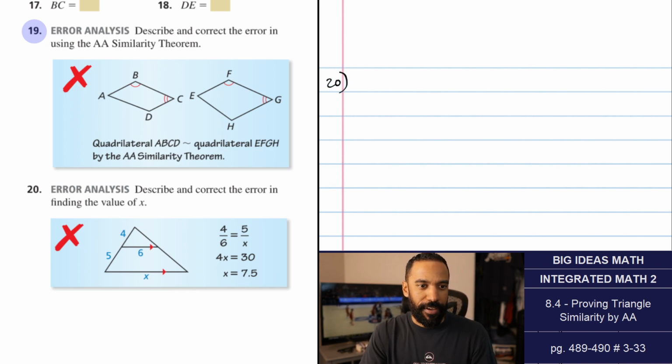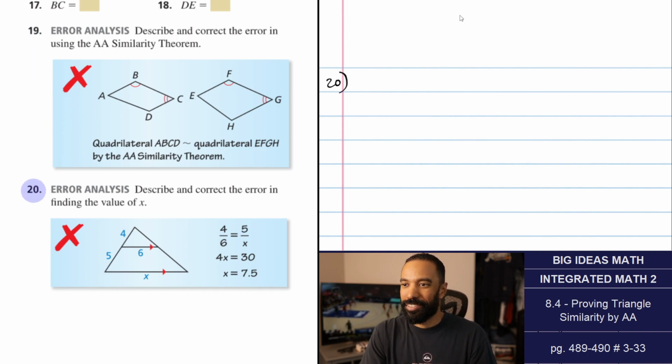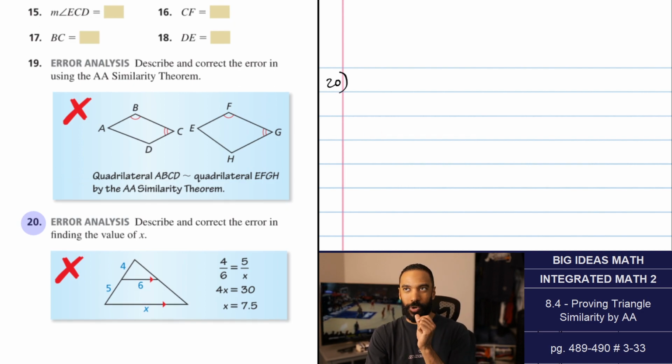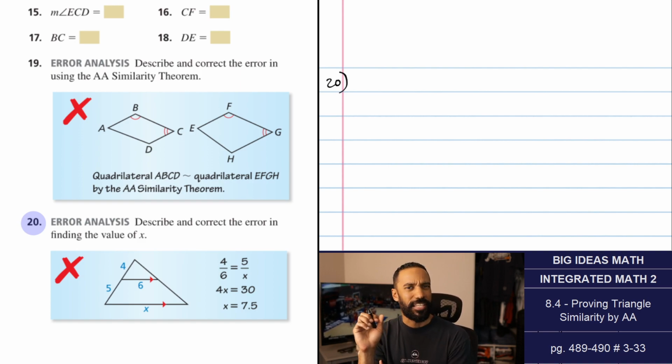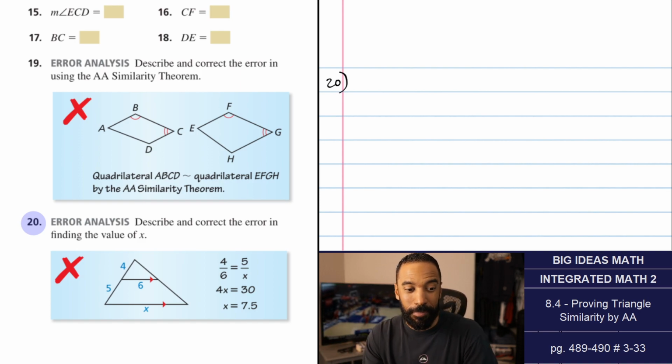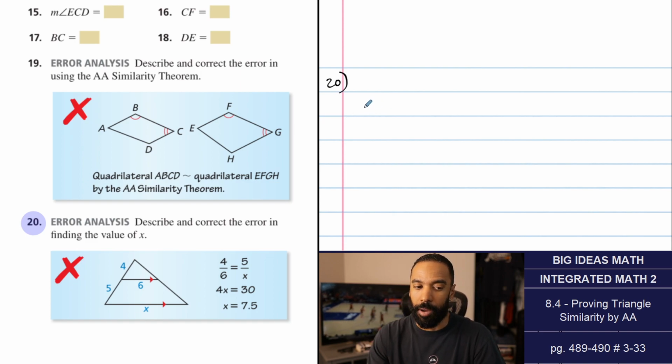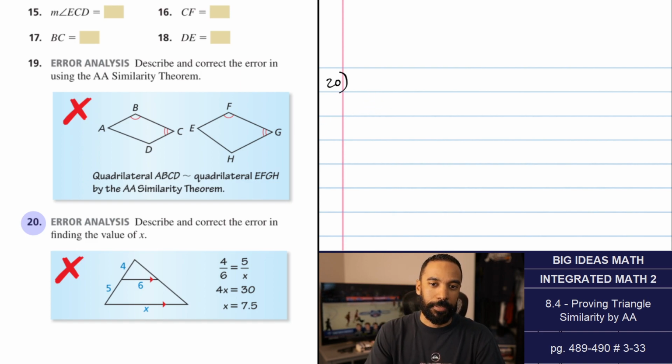Describe and correct the error in finding the value of x. This is a great problem, but I'm trying to think that we're going to do the triangle mid-segment theorem later. I think it's better served for that section, section 8.6 is all I was going to say. So take a look at what they did.